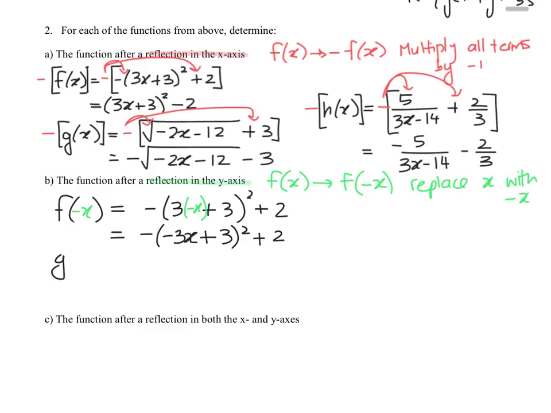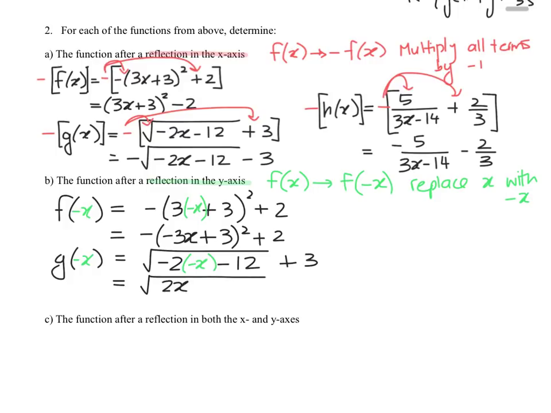Let's continue with the next example. So we have g of x equals square root of negative 2x minus 12, and then plus 3 on the outside. But once more, we would like to replace our x with negative x. So that'll give us square root of 2x minus 12, and then plus 3 on the outside.